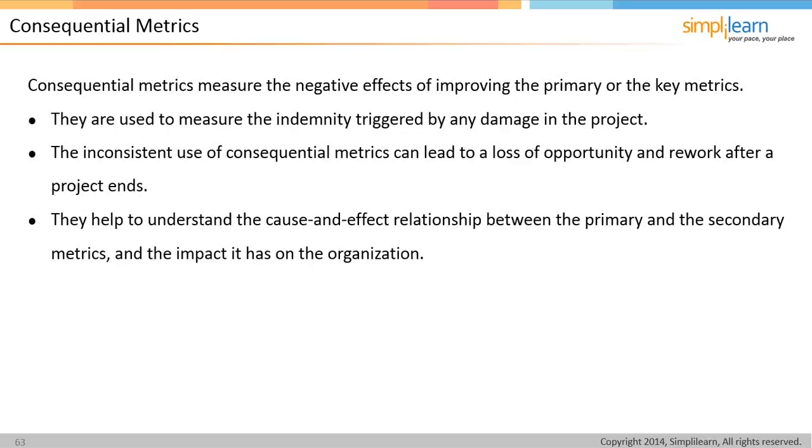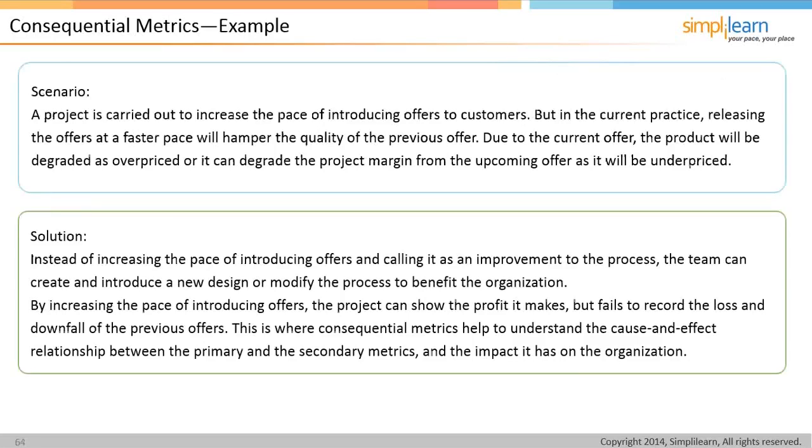Inconsistent use of consequential metrics can lead to a loss of opportunity and rework after a project ends. You might create a new project if you don't have a constraining Y when you should have. So you've helped this element of the business, but you've harmed that element as a result. And so now you've got to do another project to deal with that other piece of it without, of course, harming the first project.